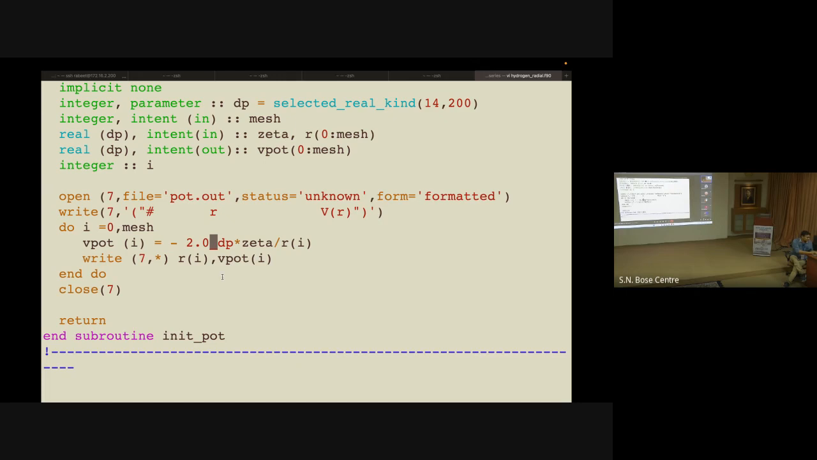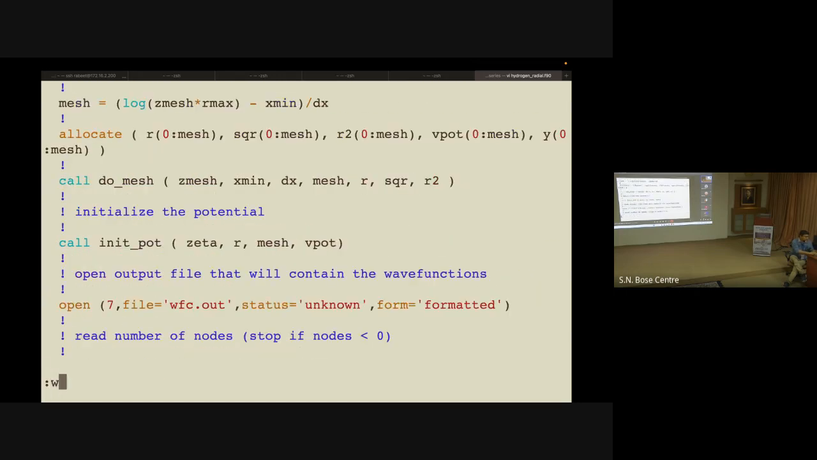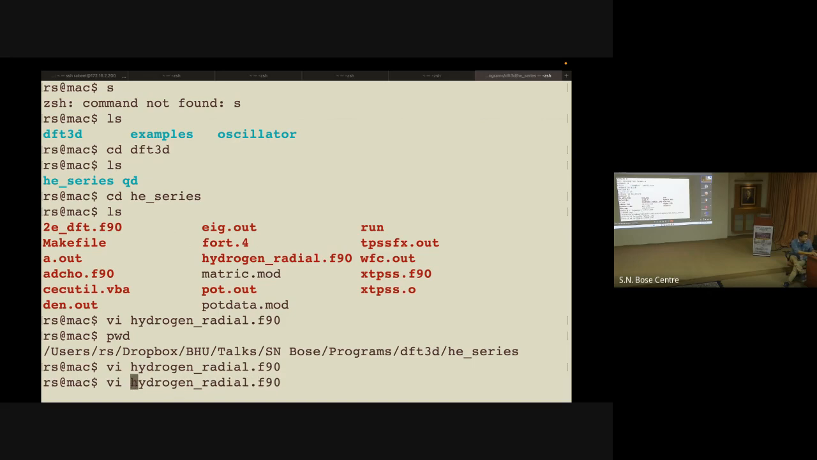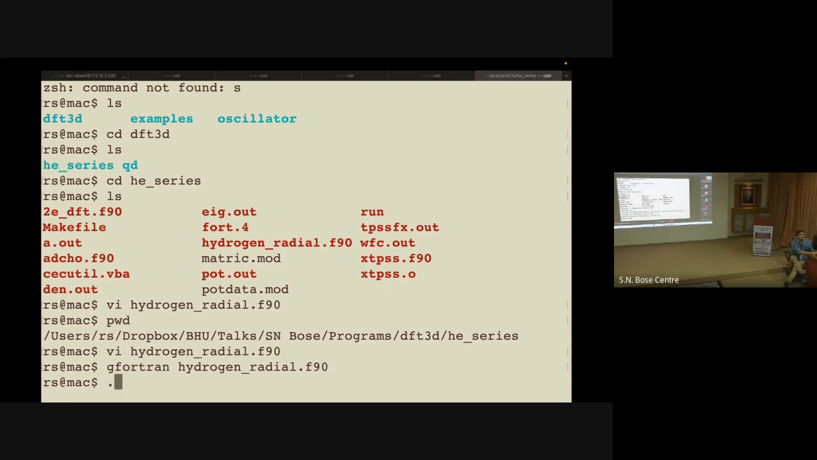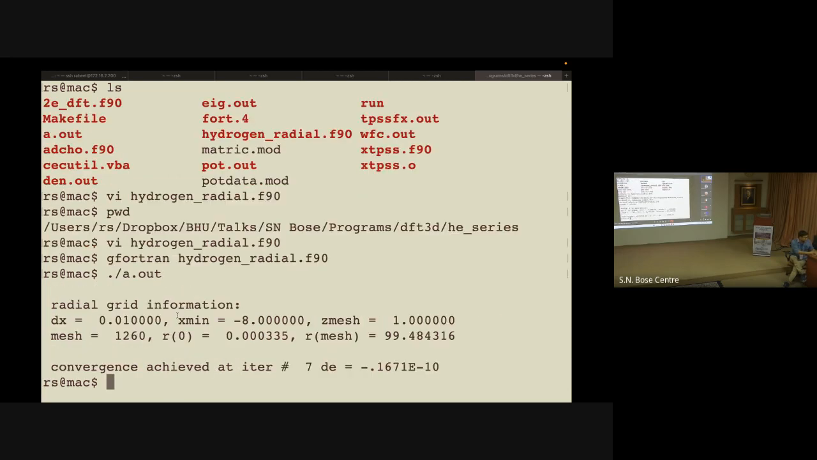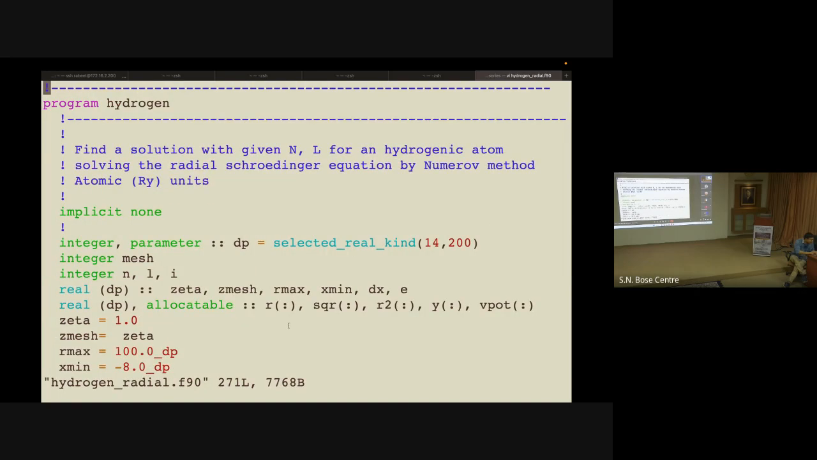So let's run it. What should be the ground state energy of the hydrogen atom? No, that's in electron volts. What about atomic units? I don't remember, it's 0.5. So let's see whether we are getting it.